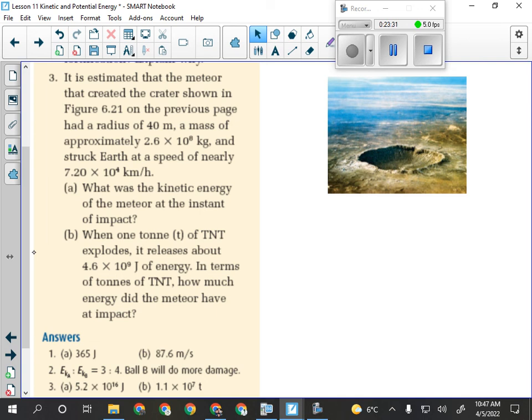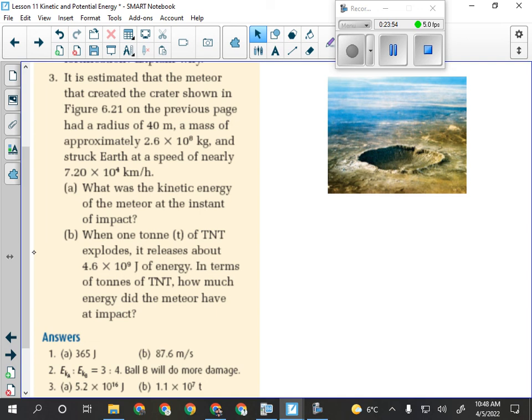And it would have been about that tall, so about another 40 meters tall. It hit the Earth at 7.2 times 10 to the 4 kilometers per hour. What do I need to do to that number? Right, divide it by 3.6 to get it to meters per second.